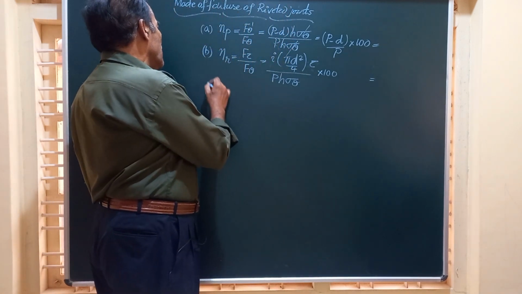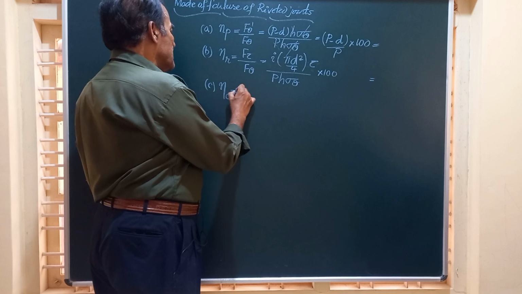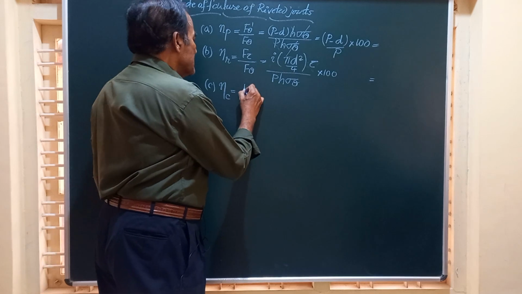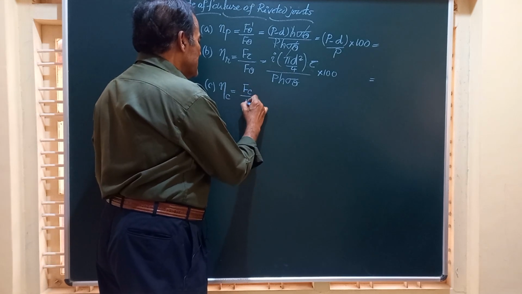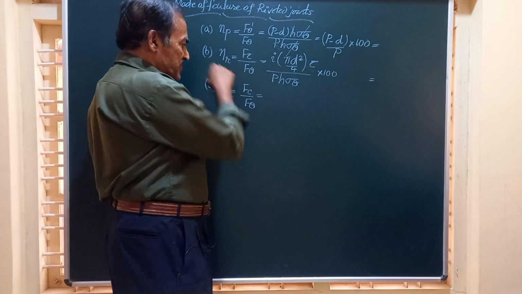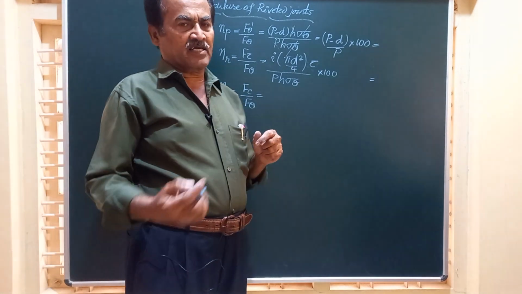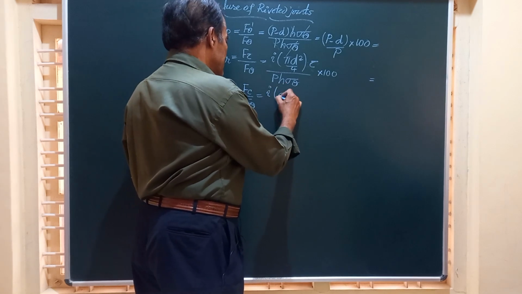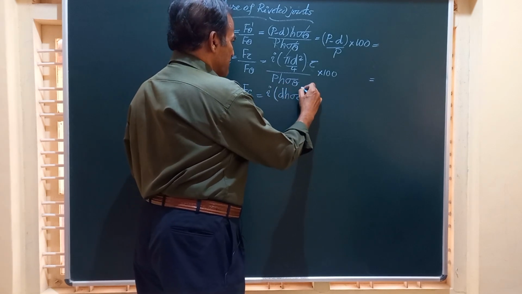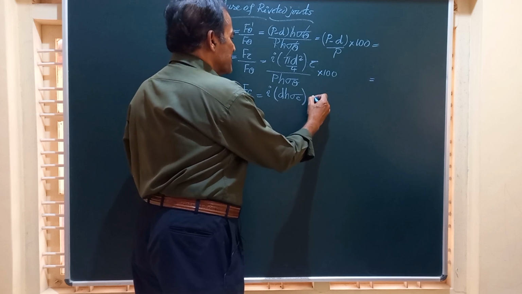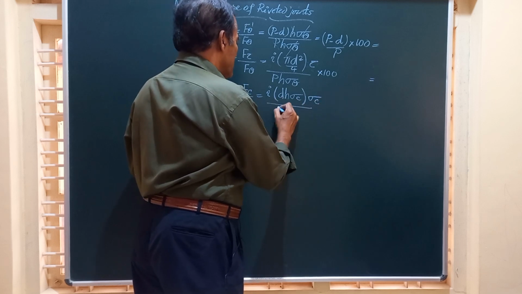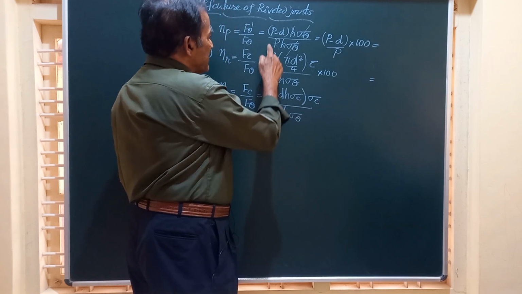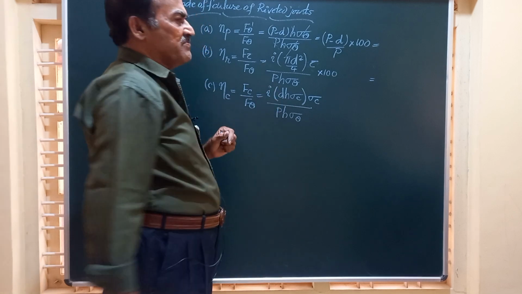Finally friends, we have got eta C, that's called efficiency in crushing or crushing efficiency, given in a similar form, F c by F theta. What is F c? F c is the crushing resistance. So that is given by the formula I d into H into sigma c, where this is the crushing stress sigma c, divided by p h sigma theta. You observe the denominators are common in all the three types of efficiency.